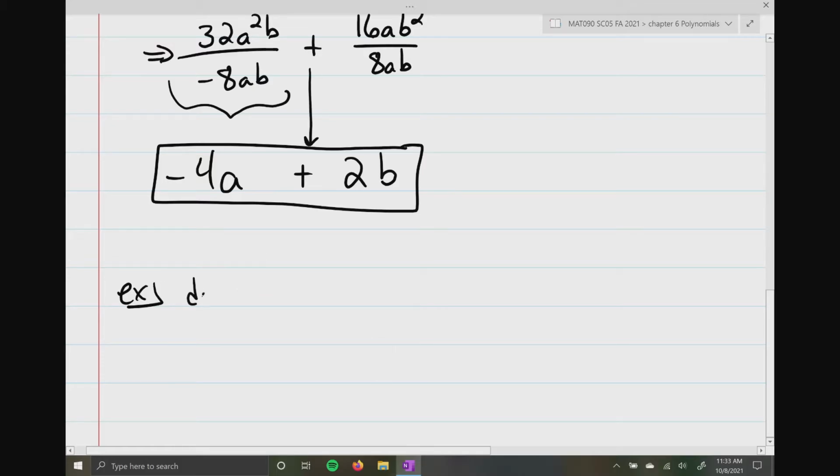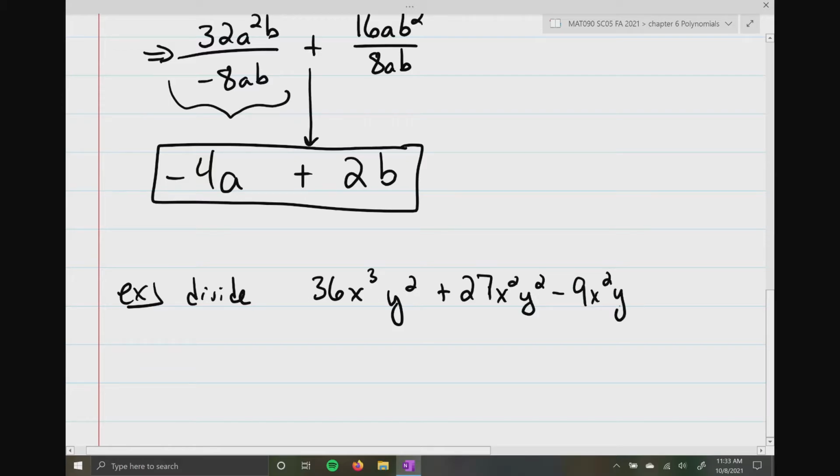So we're going to divide 36x to the third, y to the second, plus 27x to the second, y to the second, minus 9x to the second, y to the third. All that's going to be divided by 9x squared times y.